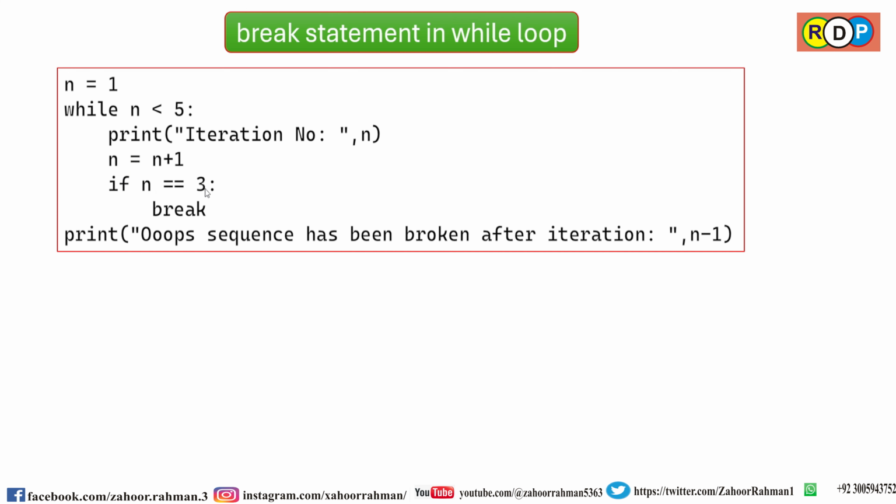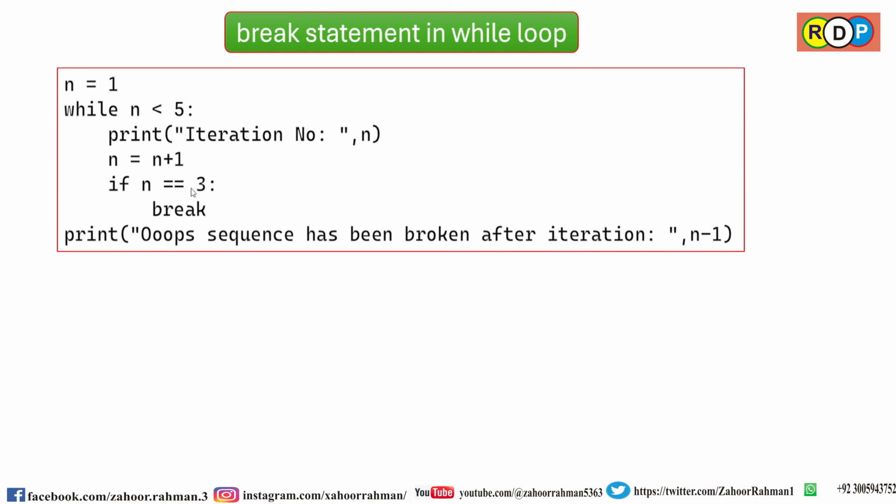If n is equal to 3, then it will break the sequence of that while loop, but in this case n is equal to 1, it is not true, so it will go to increase one value and test the second condition. So 2 is less than 5, and it will print iteration number 2, and it will increase it. This condition is false, again it will go to 3, and it will print iteration number 3, and n will become 3.